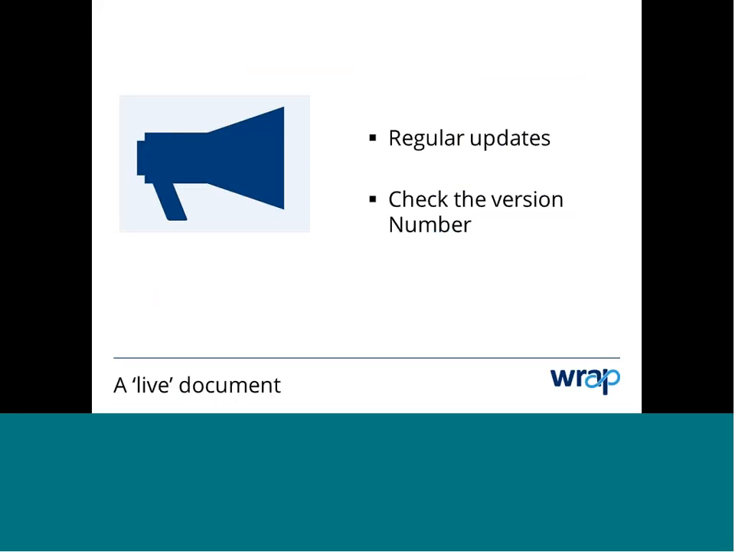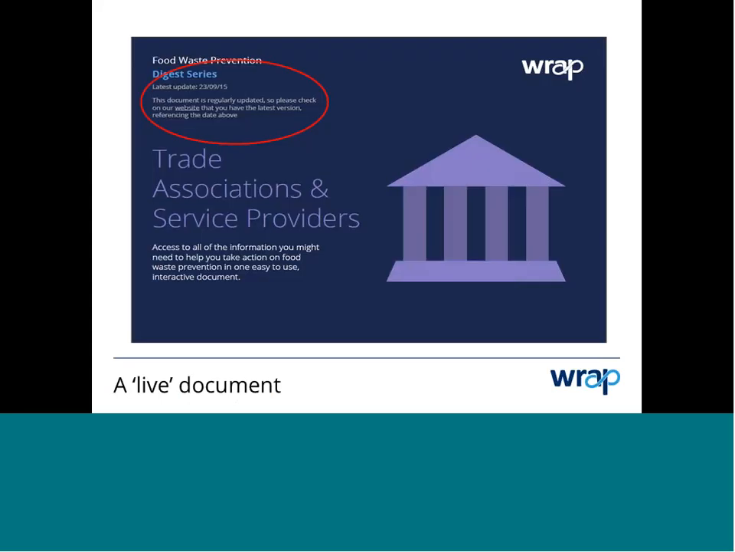So one last point to make is that these digests are all intended to be live documents and to be updated on a regular basis. So you should be able to have the confidence that you're looking at what we consider to be the most up-to-date information. So you will be able to tell if you have the latest copy by checking the version number on the front cover. Please ignore that this shows a date at the moment, as it will be a version number on the published copies.